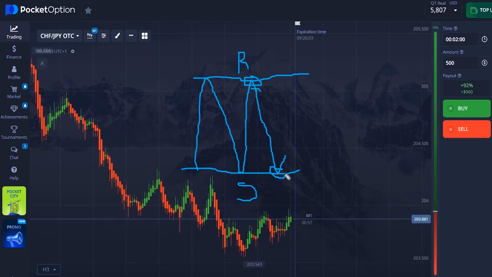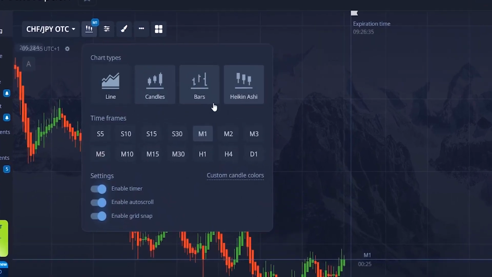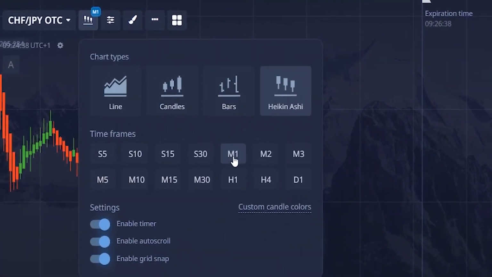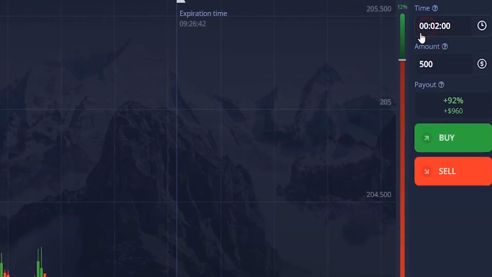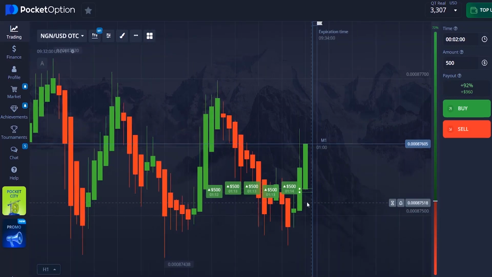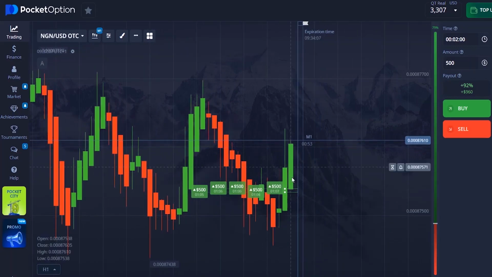I'm also going to be sharing with you the candle time frame I'm going to be using, the expiration time I'm going to be using as well, and the candle type I'm also going to be choosing with this strategy. Everything I'm going to be sharing with you right here on this video.